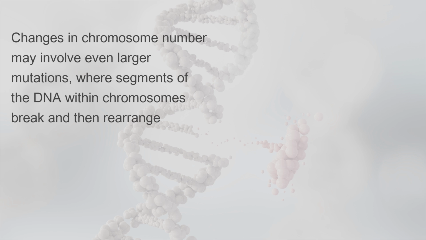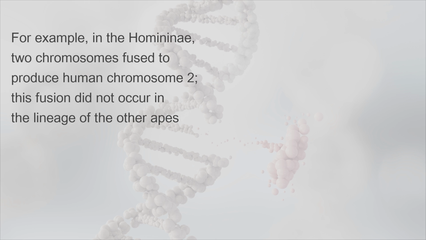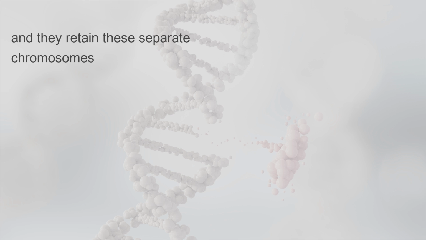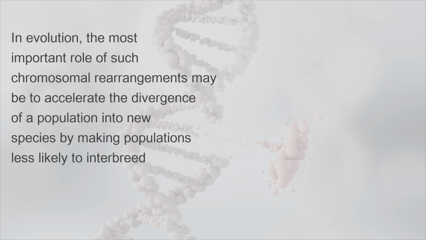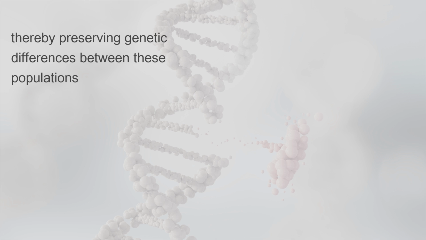Changes in chromosome number may involve even larger mutations, where segments of the DNA within chromosomes break and then rearrange. For example, in the hominin, 2 chromosomes fused to produce human chromosome 2. This fusion did not occur in the lineage of the other apes, and they retain these separate chromosomes. In evolution, the most important role of such chromosomal rearrangements may be to accelerate the divergence of a population into new species by making populations less likely to interbreed, thereby preserving genetic differences between these populations.